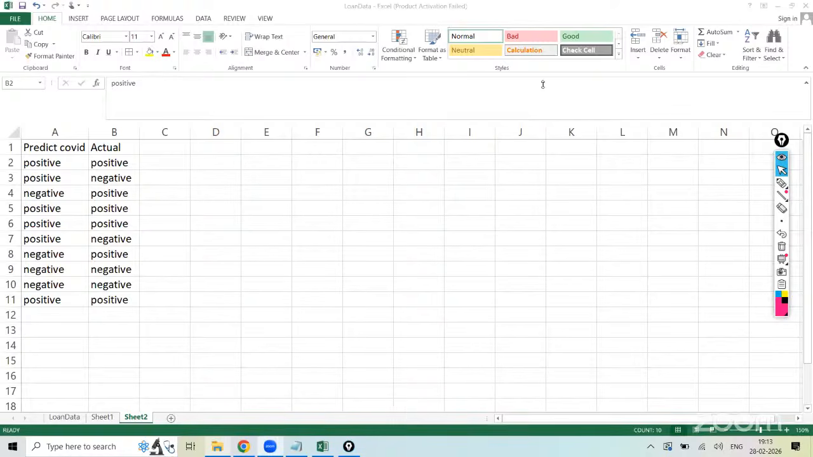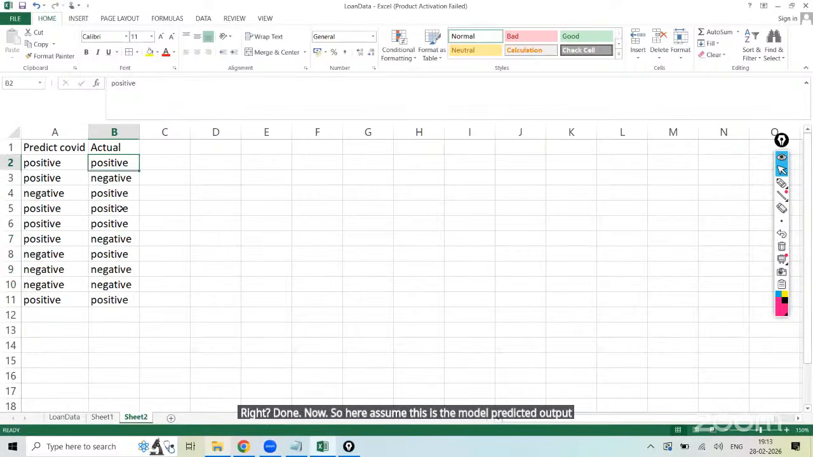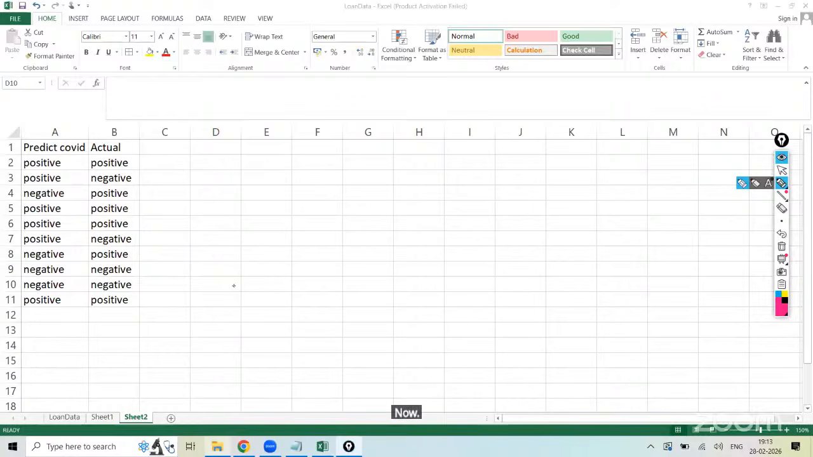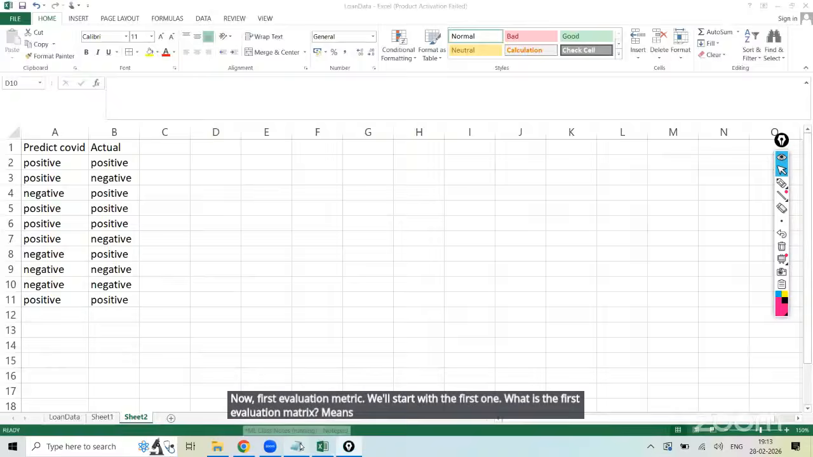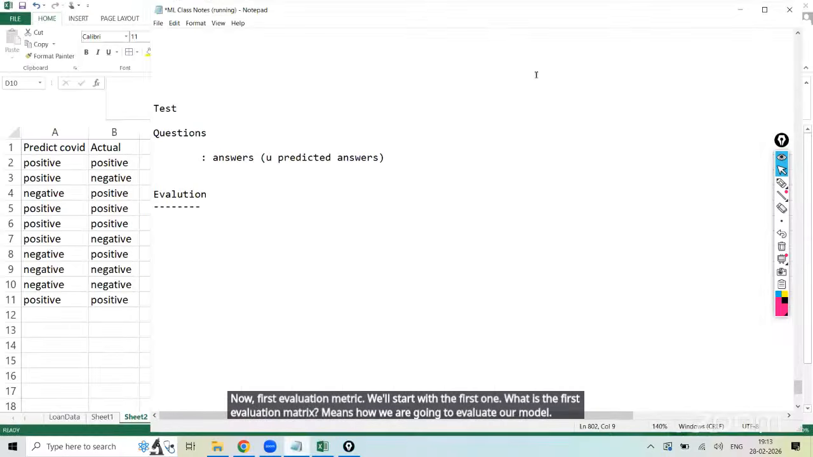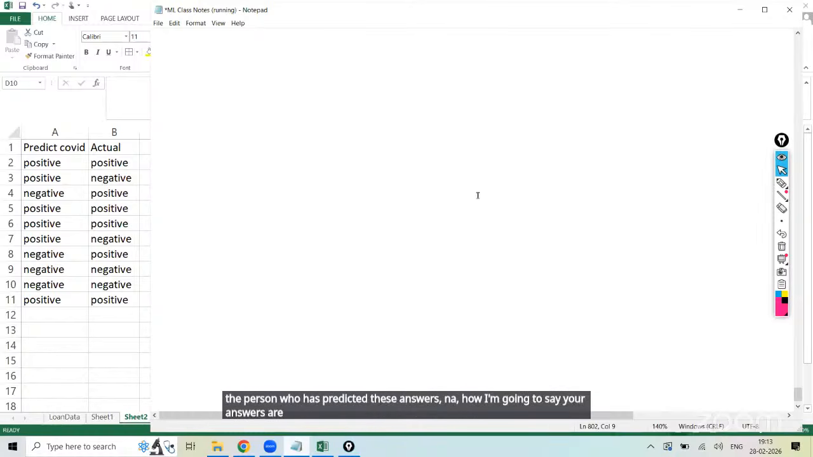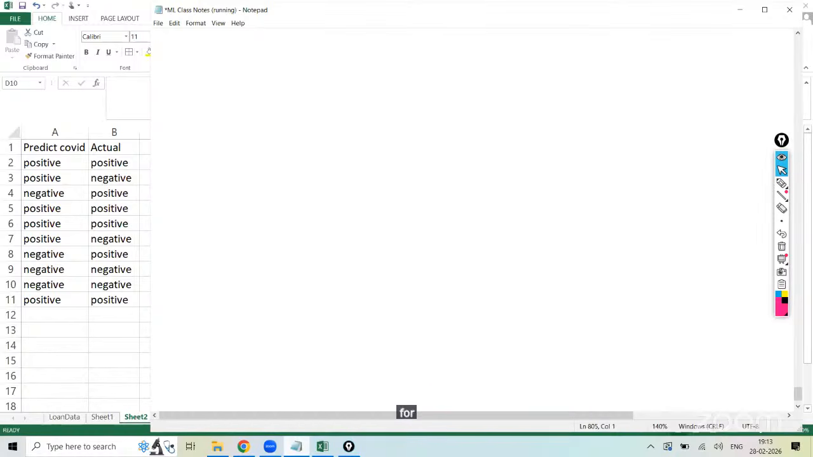Right? Done. Now, assume this is the model predicted output, and this is the actual one. For this data, everyone has written these 10 records in the notes. Now, first evaluation metric, we'll start with the first one. What is the first evaluation metric? It means how we are going to evaluate our model. The person who has predicted these answers, how am I going to say your answers are correct or wrong? I'm going to check based on accuracy. The first one is accuracy.